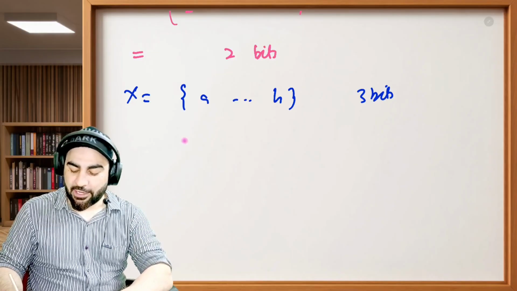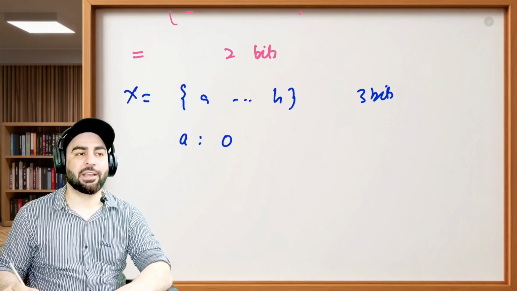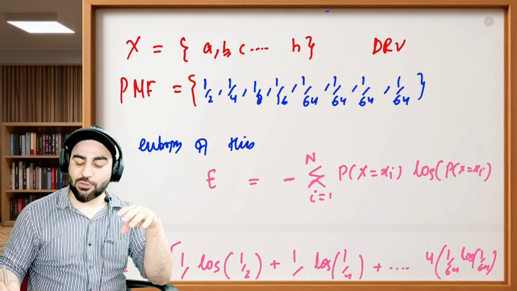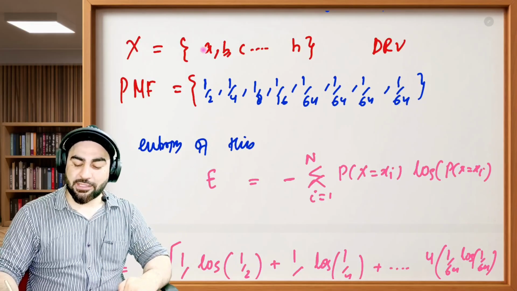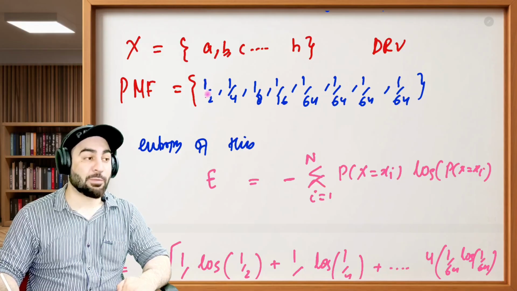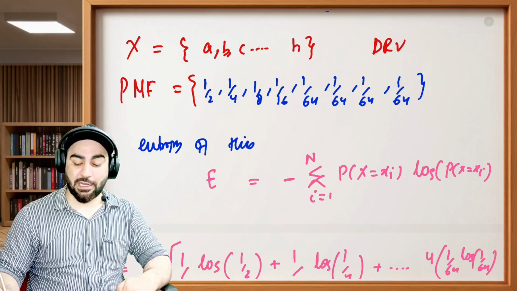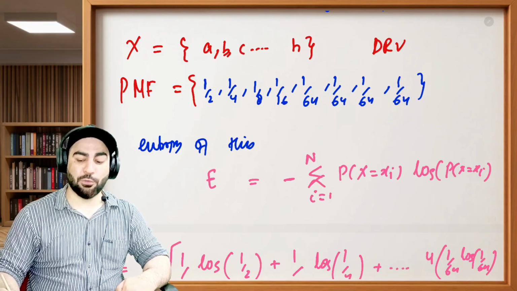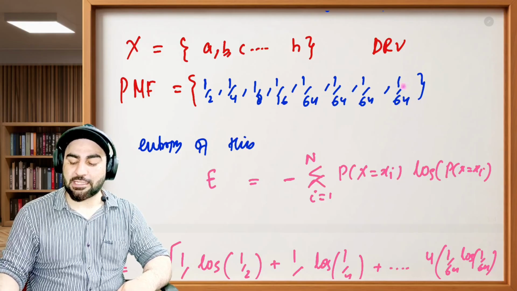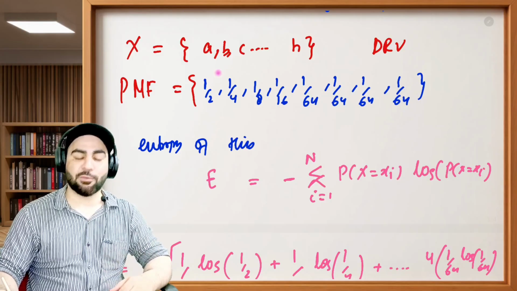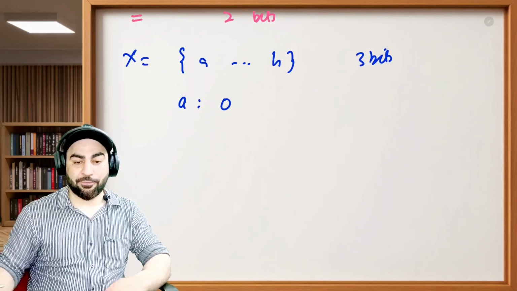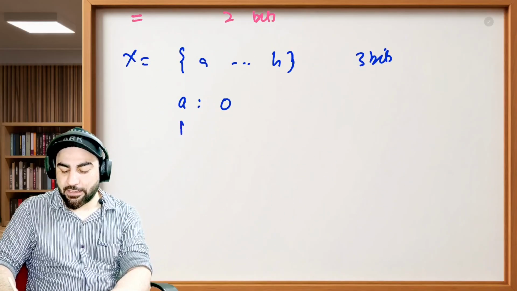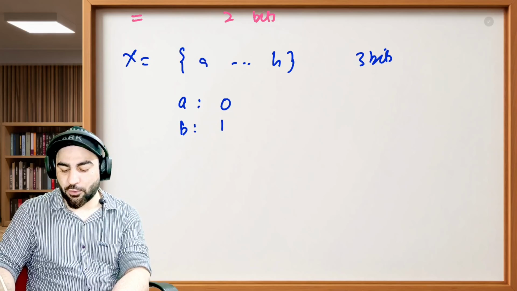So for a you can use 0. If you see, the more probable symbols get fewer bits. That's how you are bringing the expectation down. Because a is occurring a lot of times, with 1 by 2 probability, 0.5, and then 1 by 4, 1 by 8. So you give more bits to those which are less likely, and fewer bits to those which are more likely. A is more probable, so you will only give it 1 bit. And then for b, you will give it 2 bits, encoding it with 1 0.